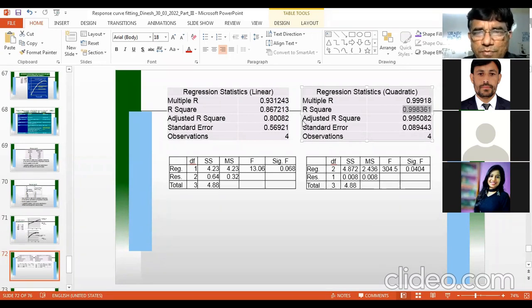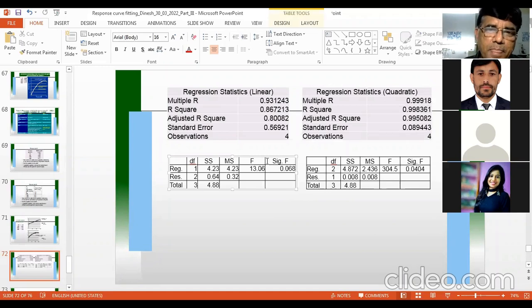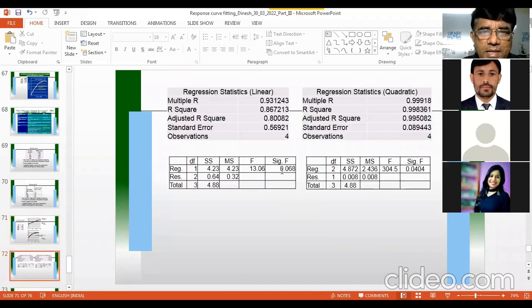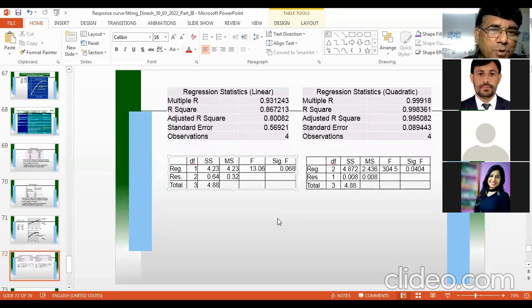And then forget about others and see the significance. So it is significant at 6.8%. Okay, close to 5%. So I think in this kind of data, I was thinking that it is significant. So here linear is non-significant, because it is significant at 6.8%. But if you see this quadratic relationship, it is significant at 4%. So I think we can go in this case for the quadratic relationship because the linear relationship is non-significant.